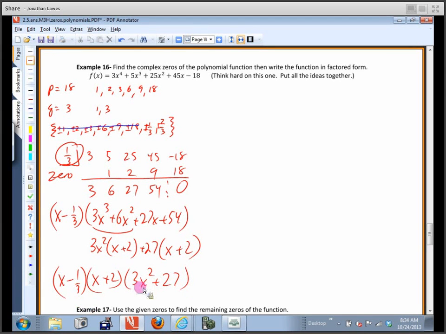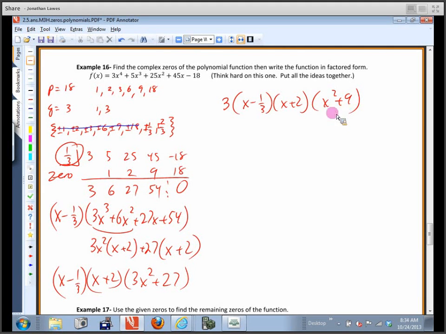Okay, let's take a look at this one right here. Is that factored completely? Nope. In fact, we could have pulled a 3 out of this right here. So here's what I'm going to do. I'm going to come up here. I'm going to take the 3 out front. I've got an x minus 1/3, an x plus 2, and what's left is x squared plus 9.